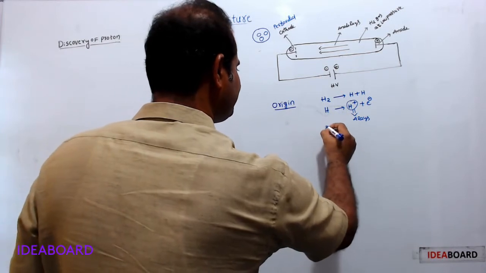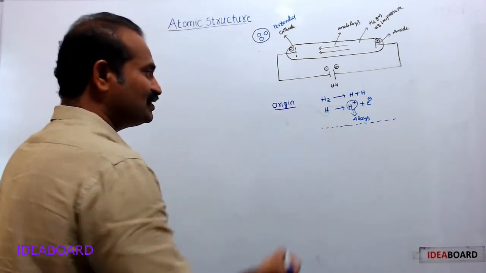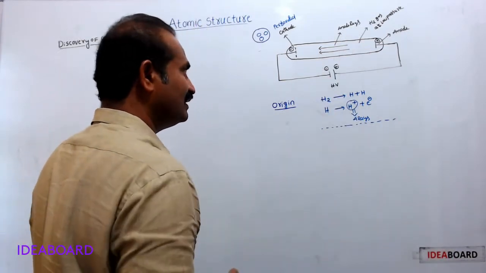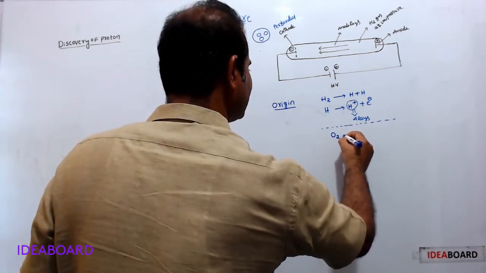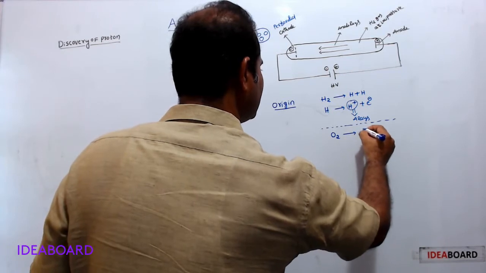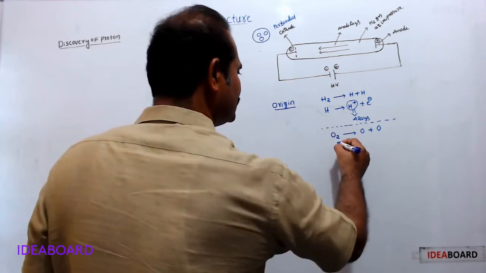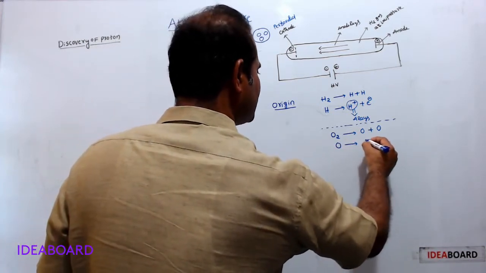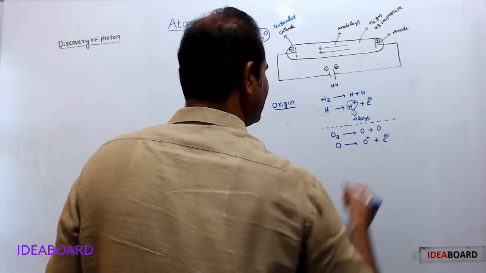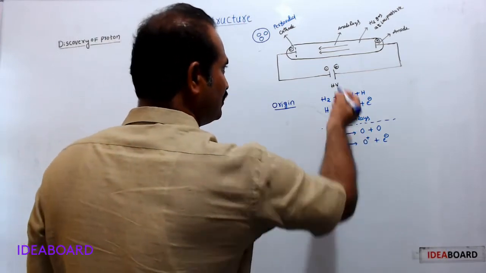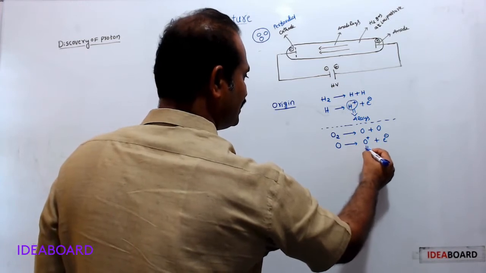Suppose instead of hydrogen gas, we take another gas, let us say O2 gas. This first splits into atoms. Later, the oxygen atom loses an electron and forms a positive ion. In case of oxygen gas, anode rays are nothing but a stream of positively charged oxygen ions.